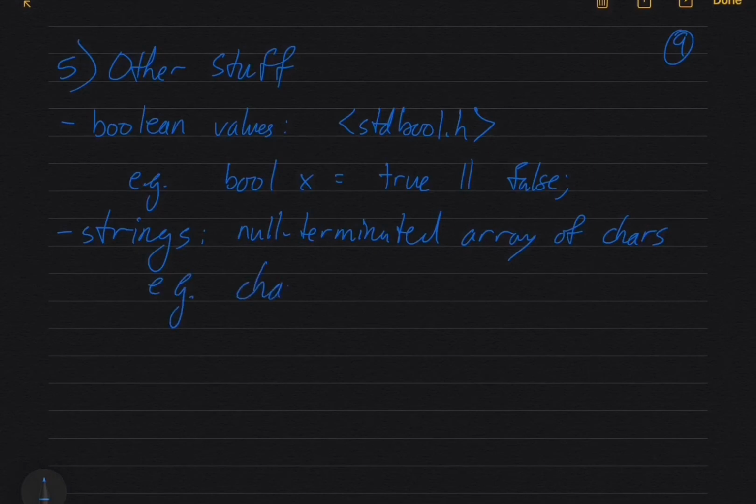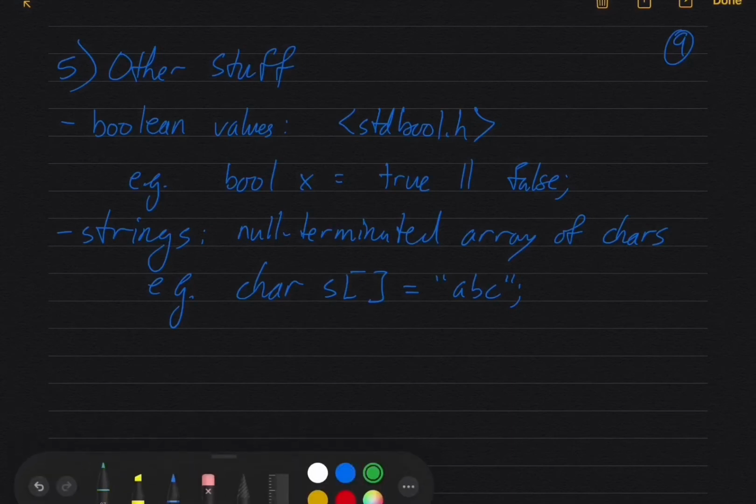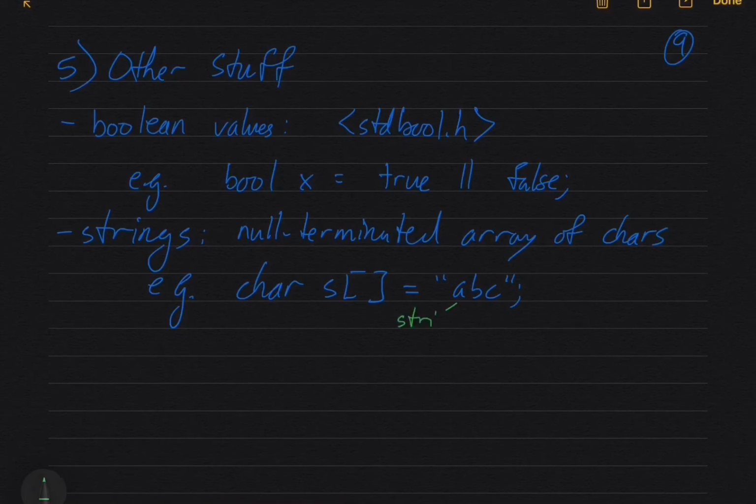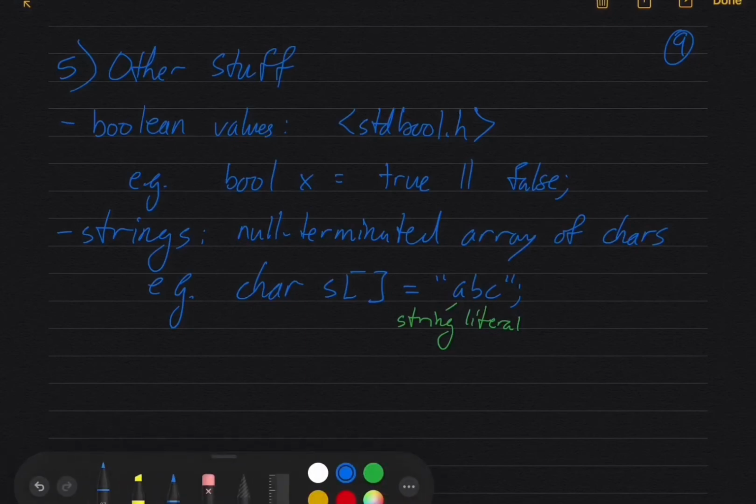So if you want to declare a string, you could do something like this. You could put the size in square brackets, or if you leave it out, the compiler will automatically size it for you. So here is a string ABC. That is an example of a string literal. So constants in your programs are literals. So integers and floating point numbers are also literals in your code.